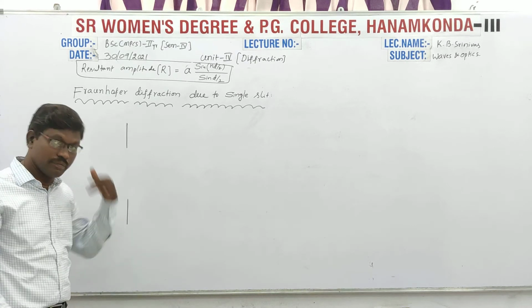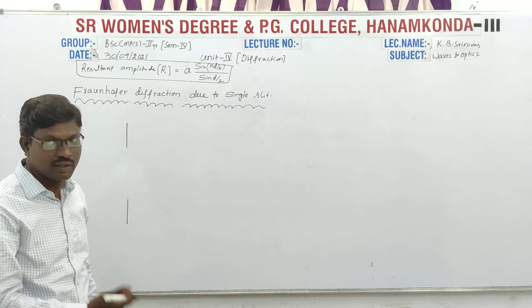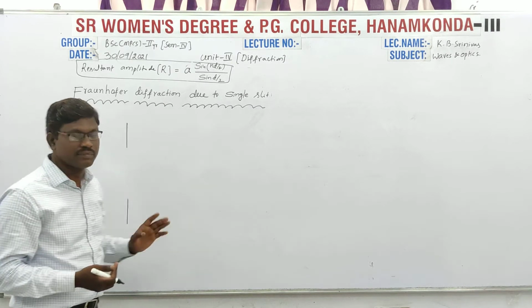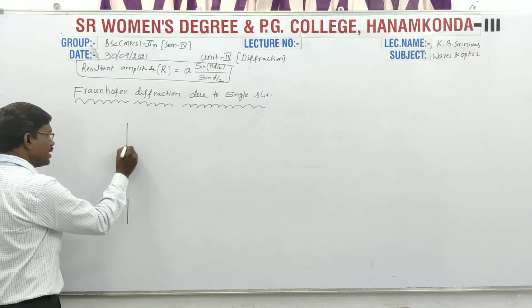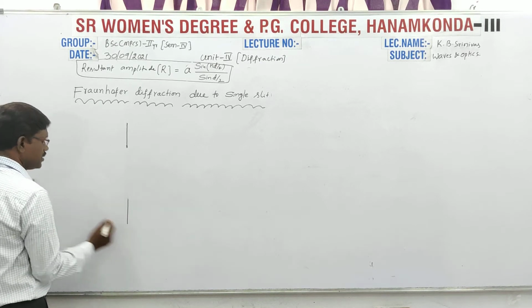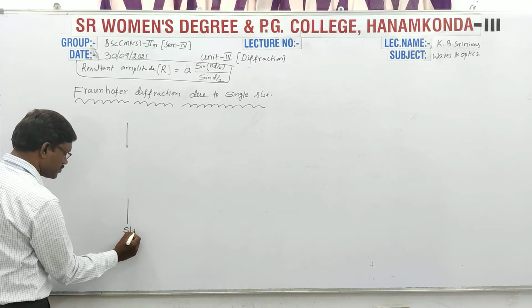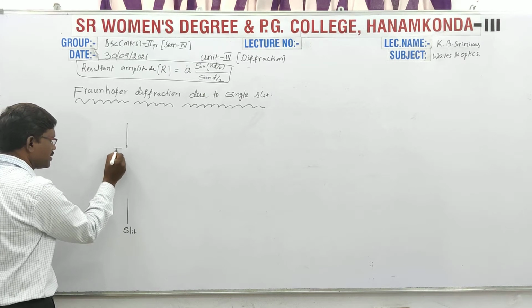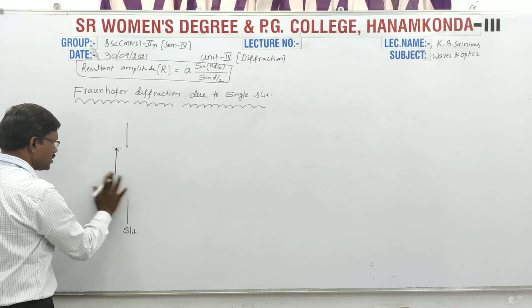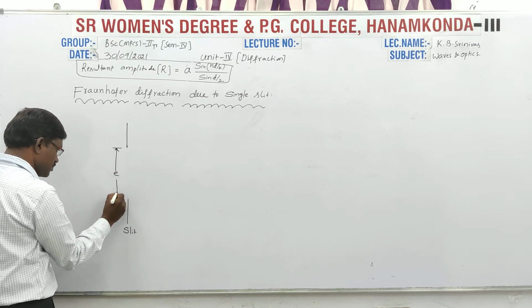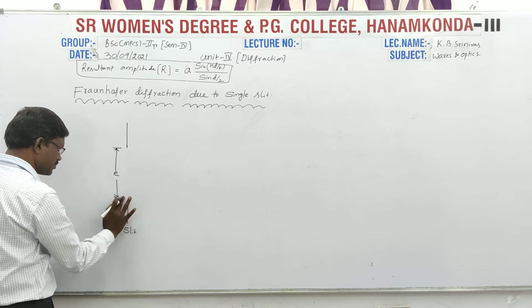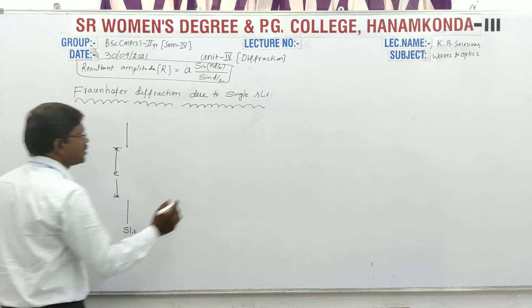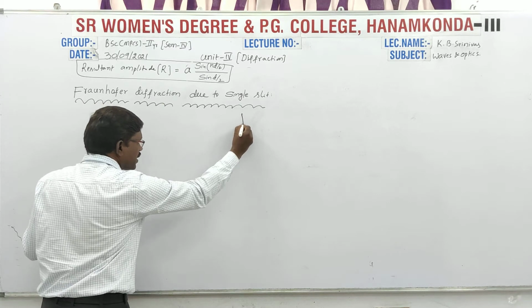If the width of the slit is comparable with the wavelength of the incident light, the light will deviate. The light exhibits diffraction. So this is the slit I am considering, this is the position of the slit. What is the width of the slit? The width of the slit I am representing like this, that is small e. Is that clear? Right.